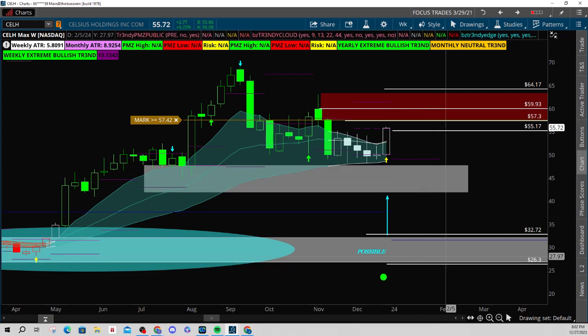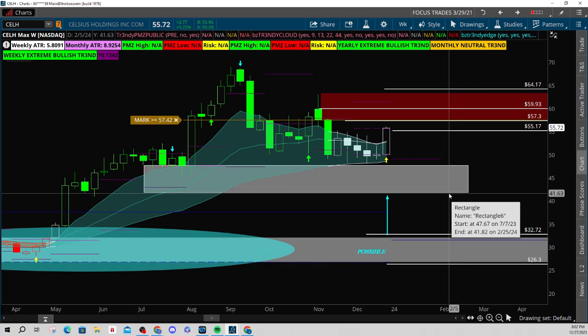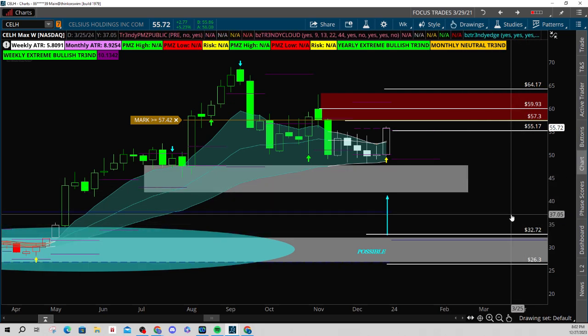And the only way that this is possible, and I just want to make sure that everyone understands this, is only if this area of demand were to break. If I come over here, again, 41.5 would have to break for our probabilities to substantially go up that we could see all the way down here towards 37 to 32. But until then, I want to stick to my weekly plan.